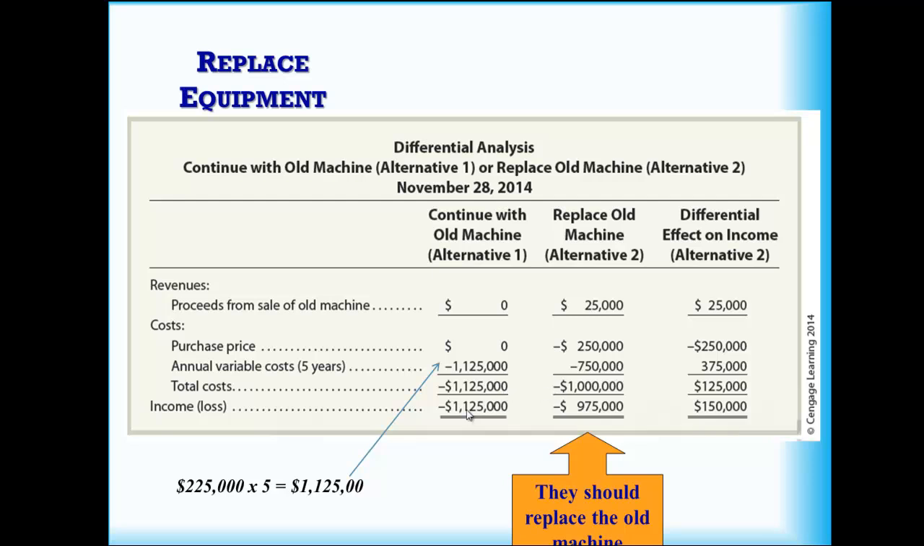So we're looking at $1,125,000 of total expense, really, if we continue with the old machine. And we're looking at $975,000 if we replace the old machine with a new one. So we would be better off to have $975,000 of expense versus $1,125,000. We'd be better off by the differential income here of $150,000. So in this case, we should replace the old machine.